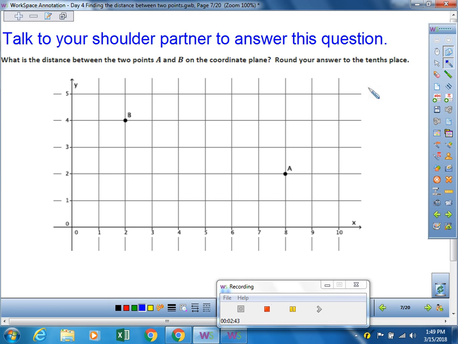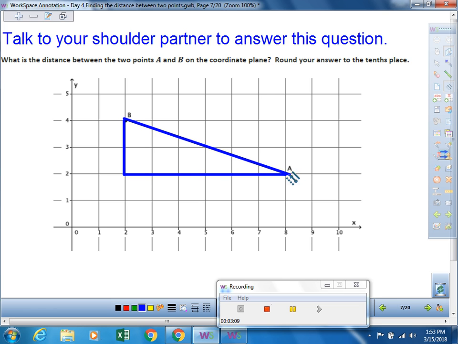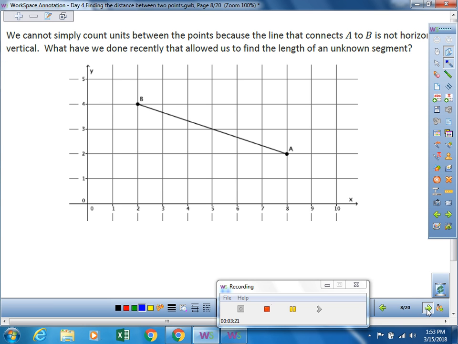Who thinks that they know how they would calculate this? Bryce. Okay, go up there and draw. Okay, so he said you do a triangle, like this. And then you had 2, and then you had 6, and this would be side C. So that would be correct.